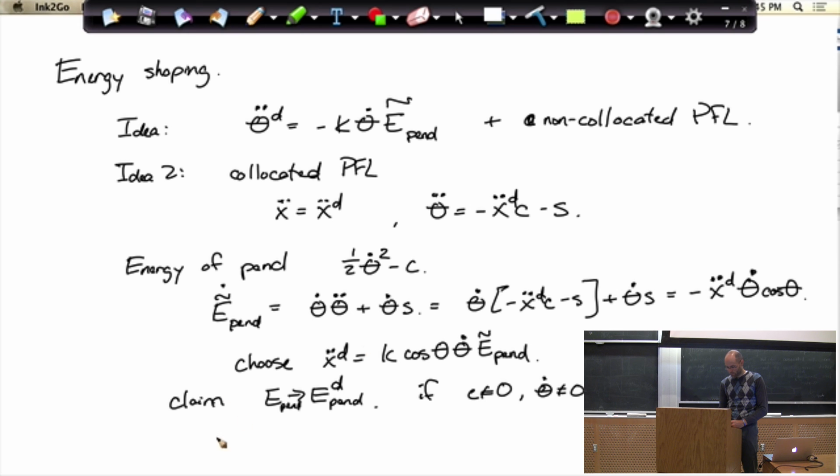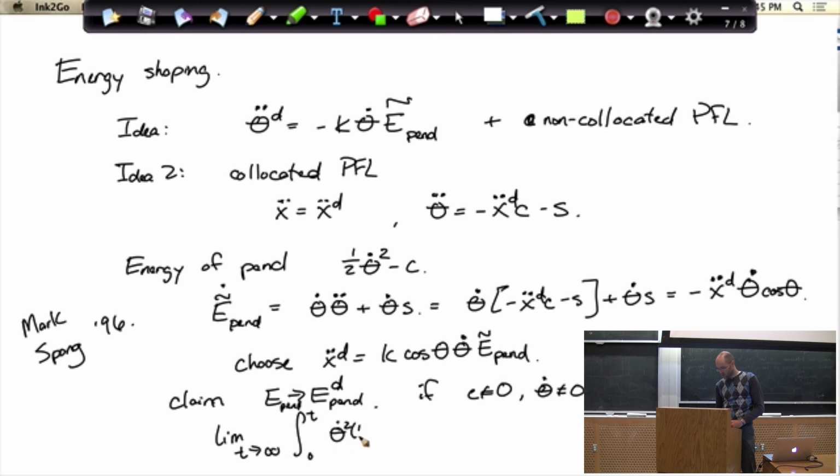Another way to write that is, this is Mark Spong's controller. He's got a nice paper, referenced in the notes, from '96 about this. He says as long as the limit as time goes to infinity of theta dot squared cosine squared does not go to zero, then you'll stabilize the pendulum. Okay. All right.